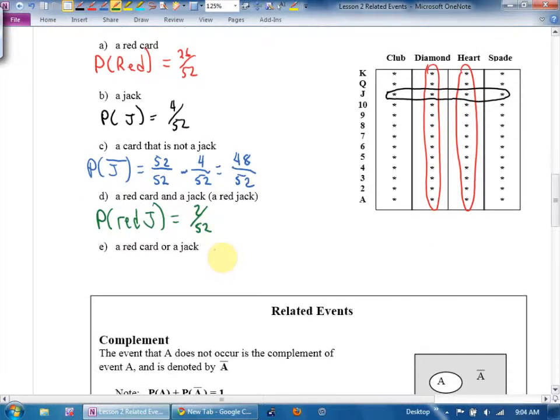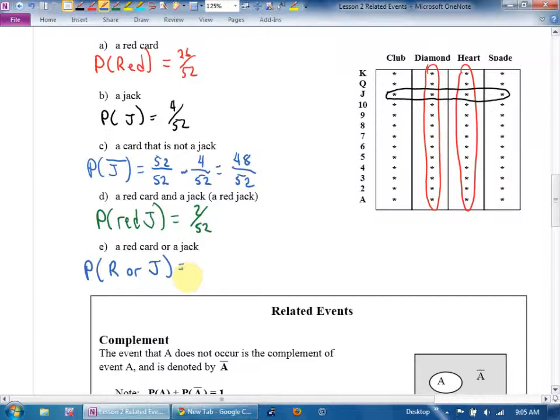Now compare that with the probability of red or jack. Now we need to define what or means in probability. Patrick, you were late for class, so you can have a detention at lunch or a detention after school. In English, the word or means one or the other, but not both. In probability, or means one or the other or both. In other words, when it says a red card or a jack, it also includes the red jacks. And that's something kids often forget because the English meaning and the probability meaning are different.